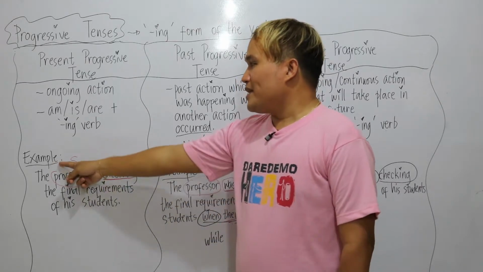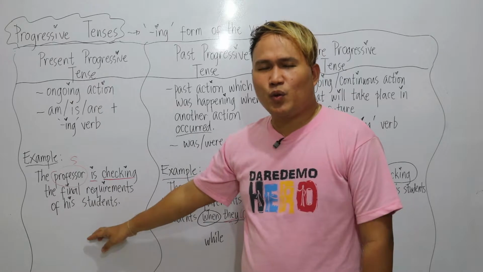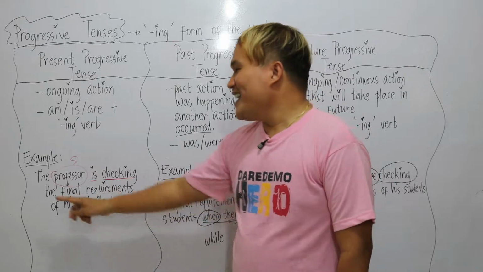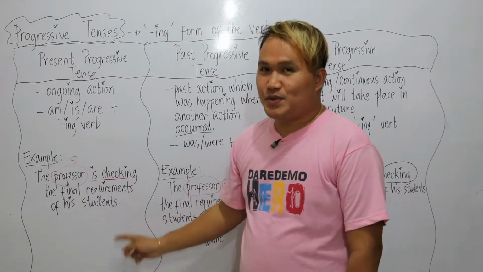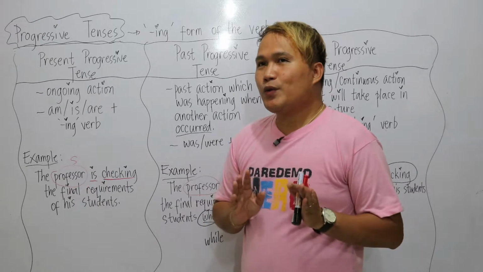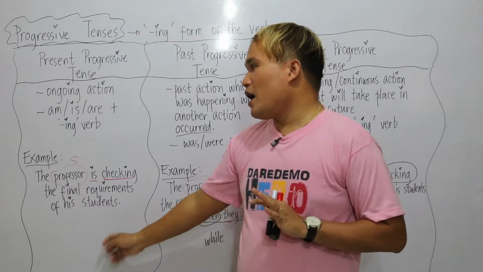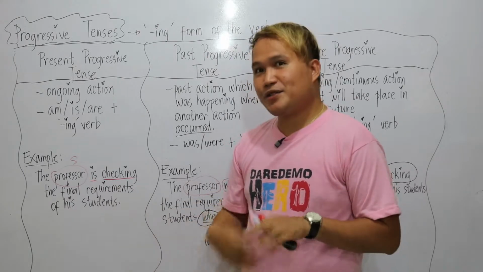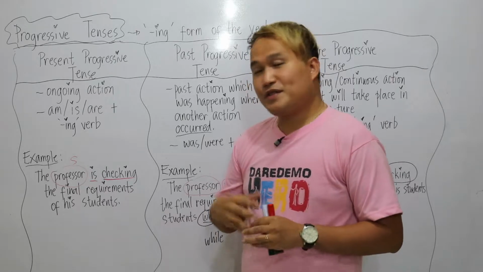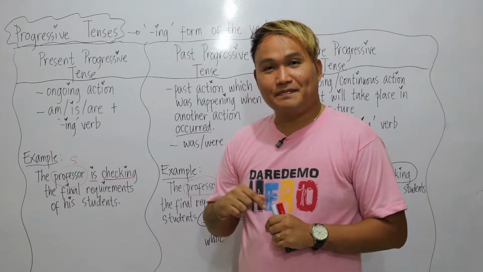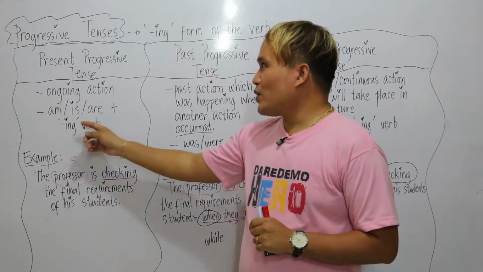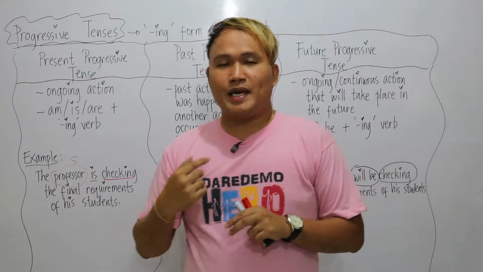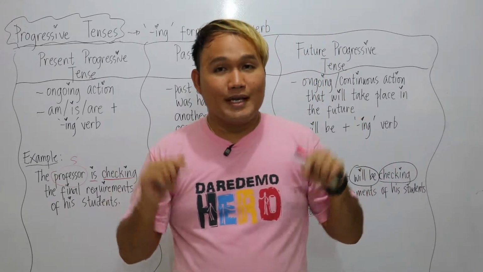Let's try to dig in. The example here, let's read all together. 1, 2. The professor is checking the final requirements of his students. Now who can give me his or her understanding of the sentence here? Do you think the professor is still checking the final requirements of his students up to now? The answer is yes, because we are talking about an ongoing action. The present progressive tense, it simply refers to an action that is ongoing now.